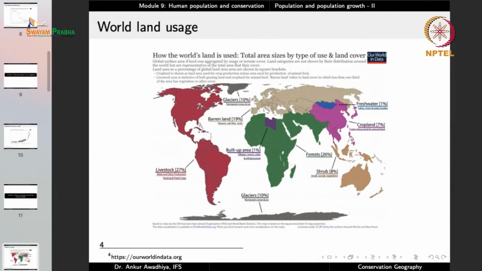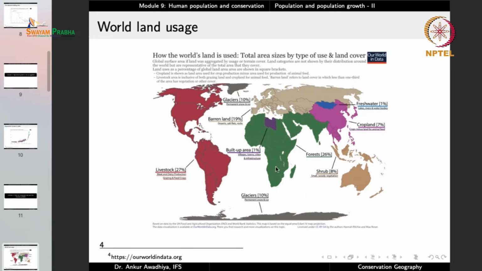So if we look at the current land use, we find that as much as 27% of the land area of Earth is being used for rearing livestock. That is, if we took all the area of North America and all the area of South America combined, that is the area that we are using for livestock rearing today. Then croplands are 7% of the area, meaning that if we took all of China and all of Japan, that is roughly the size of our agricultural fields.